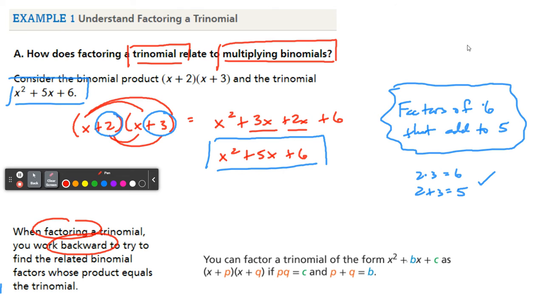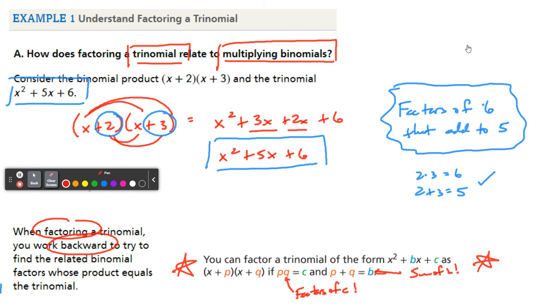So here, when you have a trinomial of this form, x squared plus bx plus c, you're looking for the 2 factors x plus p, x plus q, where p times q equals c. Again, that means that p and q are factors of c. And p plus q is b. That means they have a sum of b. Okay, very important stuff right here.